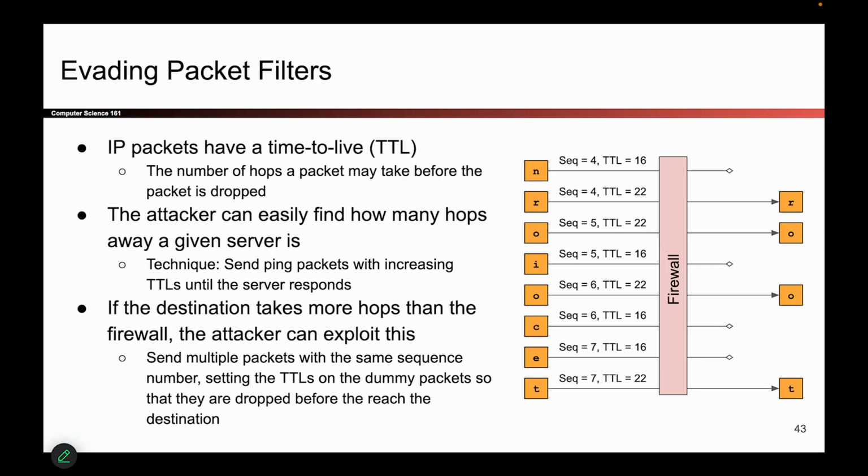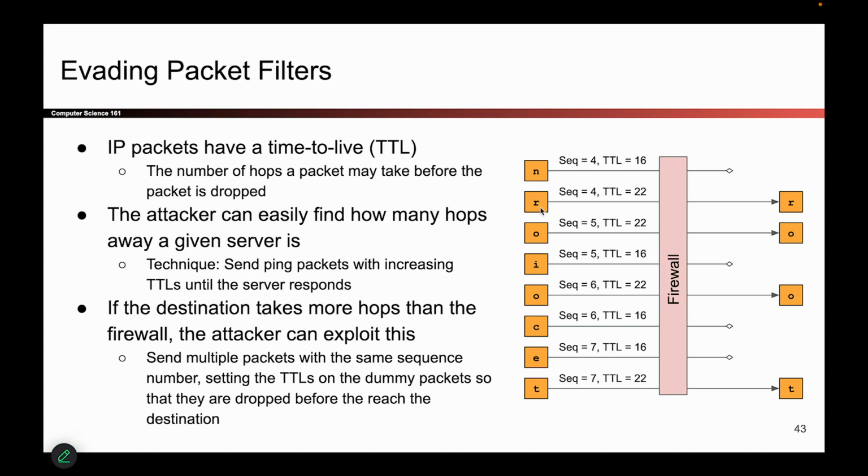So with all of those pieces of background information, what if the attacker sends a bunch of packets that look like this? First, we'll send a packet with the letter N. Sequence number is 4. TTL is 16. If we assume the server is 17 hops away, this packet will hop across the network, reach the firewall, but then it'll get dropped because it's not going to reach the server. The server is 17 away. This packet has limit 16. So the firewall sees N, and now the firewall has to remember that it's seen N.